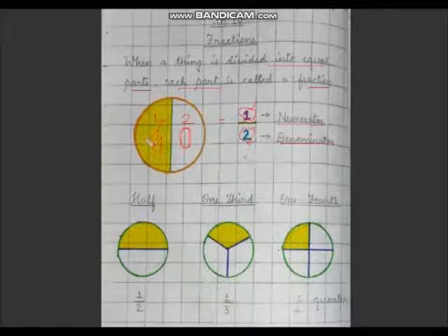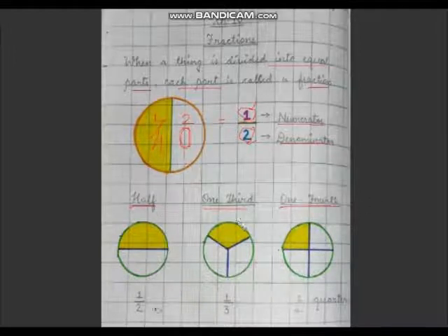And how many parts are shaded? Only one. So we will write 1 in the numerator. The number of parts that are shaded, we will write in the numerator, and total parts we will write in the denominator.